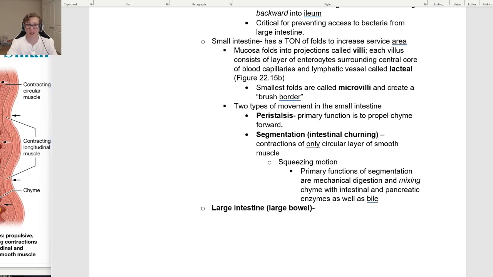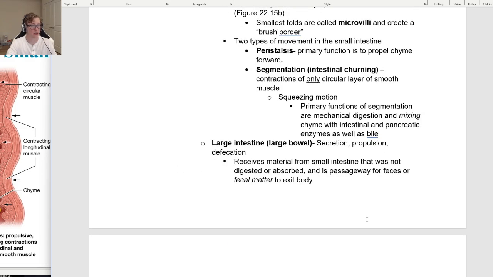The large bowel. Its function is secretion, propulsion, and defecation. This receives the material from the small intestine that was not digested or absorbed, and is the passageway for feces or fecal matter out of the body.